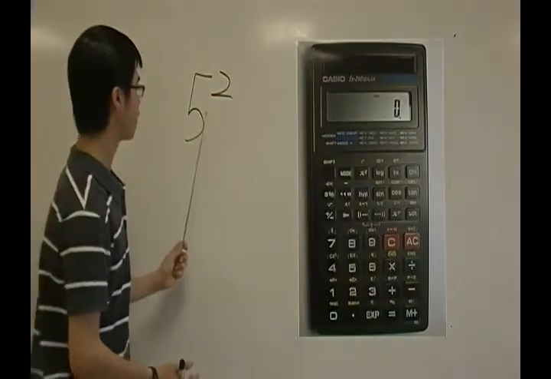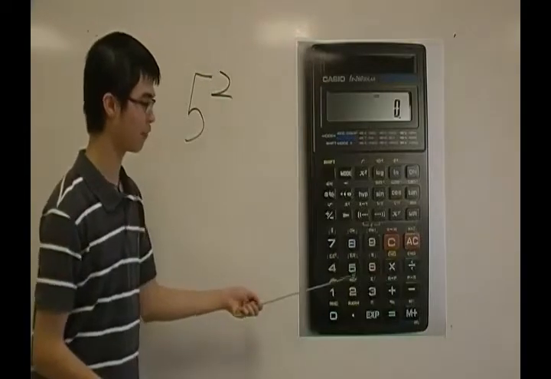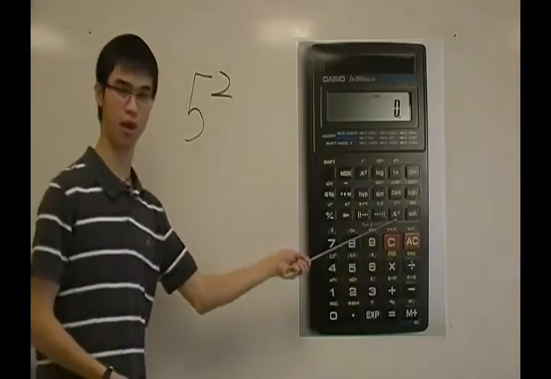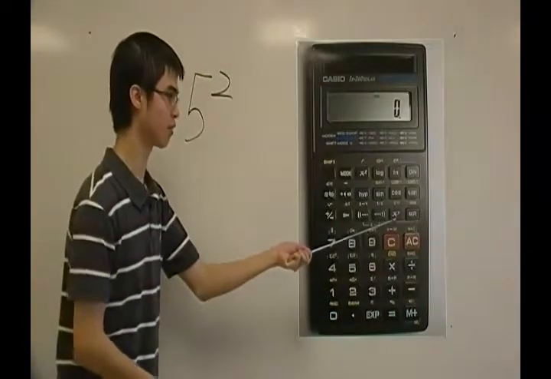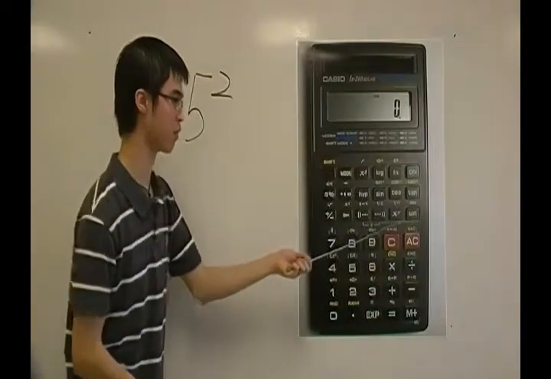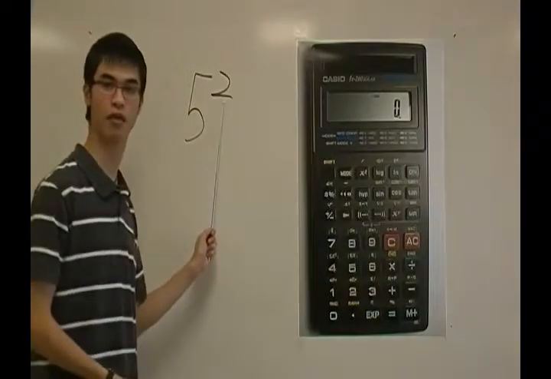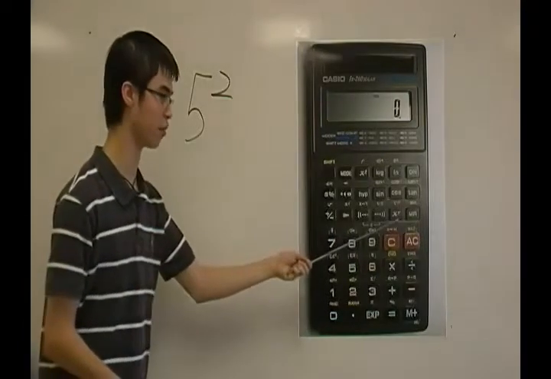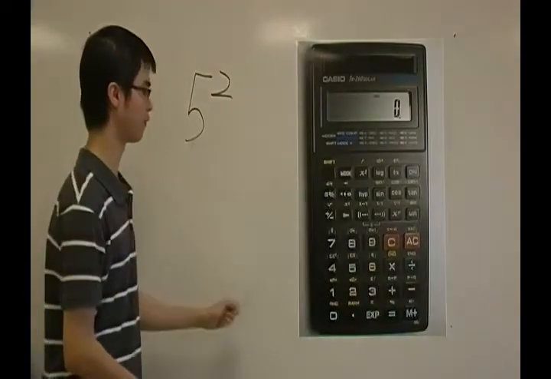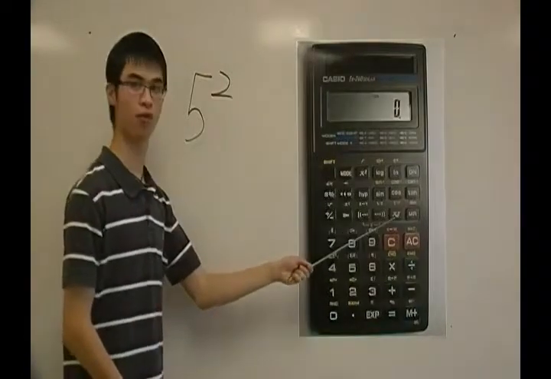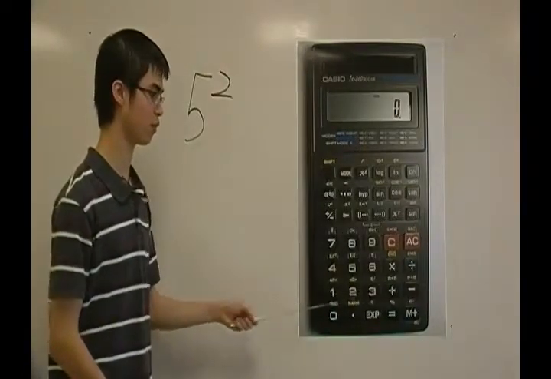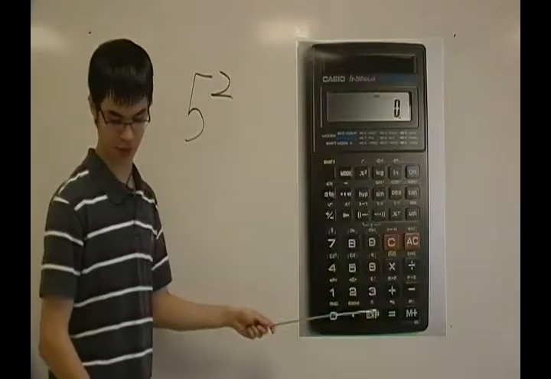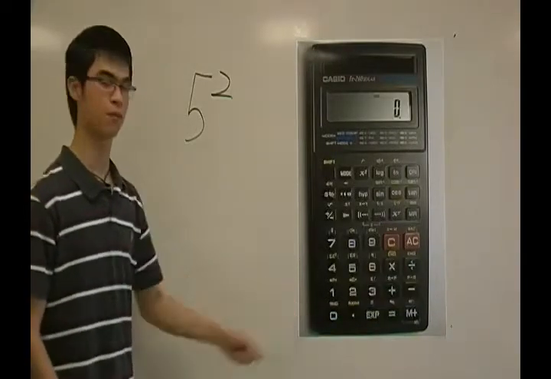Or you can go over here and hit 5, XY button. Basically, it's the same thing, except you have to input the exponent on this. So if you want to use this button, you'll have to hit 5, XY, 2, and then hit equal. All right.